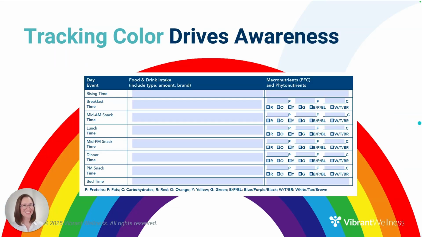Just one more reason to eat a rainbow. As for Jessica, I asked her to keep a diet diary and indicate whether she was getting red, orange, yellow, green, blue, purple, black, or white, tan, brown foods in each meal and snack. And we found that just bringing more attention to color helped Jessica expand her eating pattern to include more variety and more polyphenols.